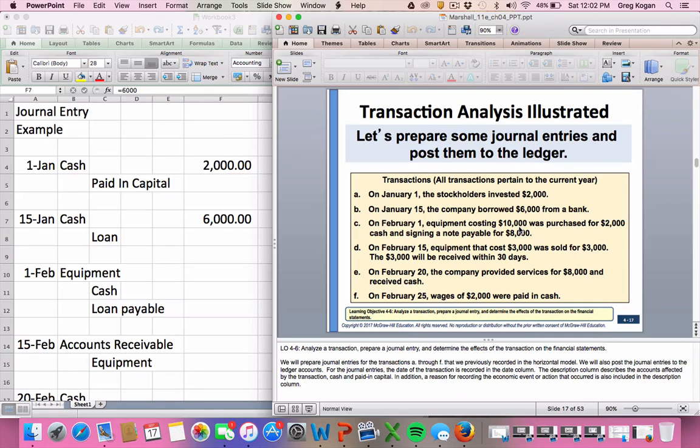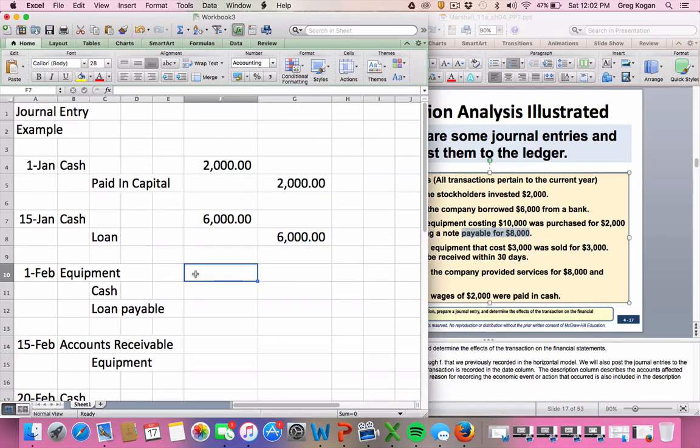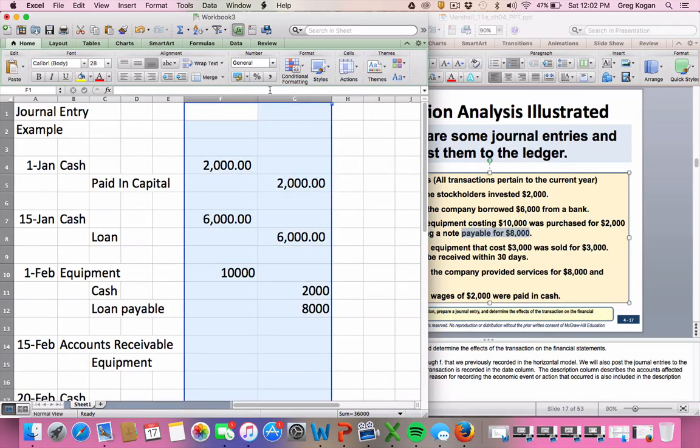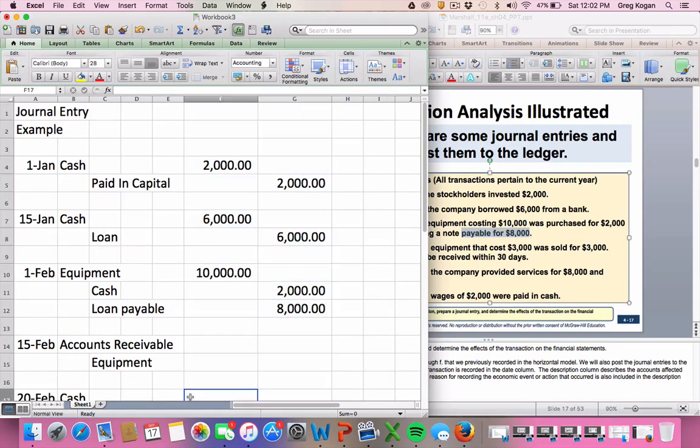So on February 1, equipment costing 10,000 was purchased for 2,000 cash and a note for 8,000. So we have equipment of 10,000. We put an asset on the books for 10,000 and we spend 2,000 in cash. So that reduces the cash balance, and now we have a liability for 8,000 as well. So it shows you this interplay.